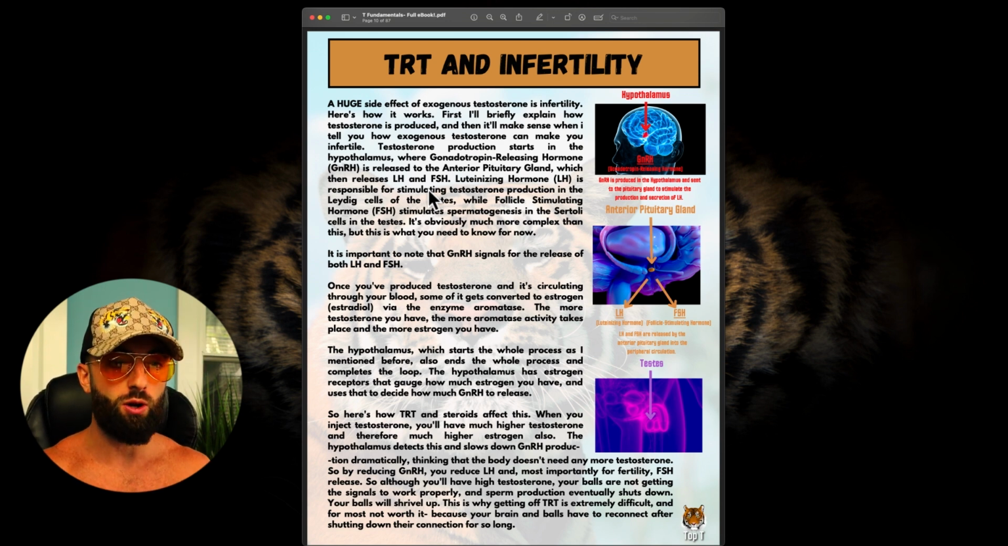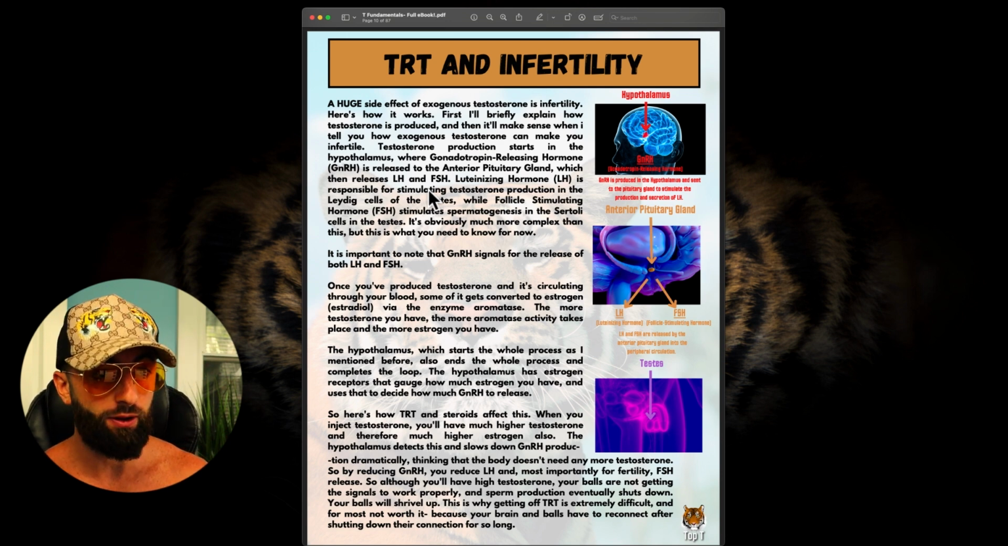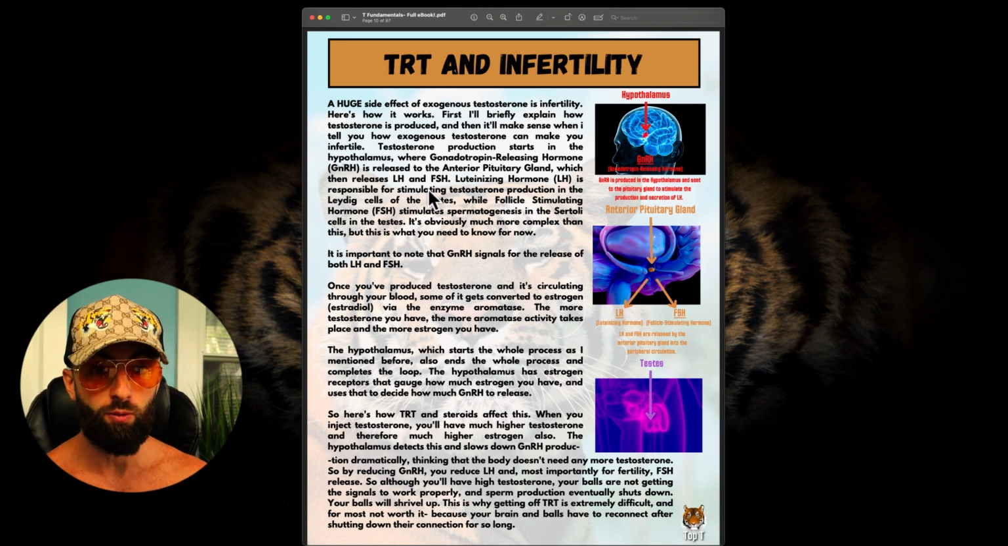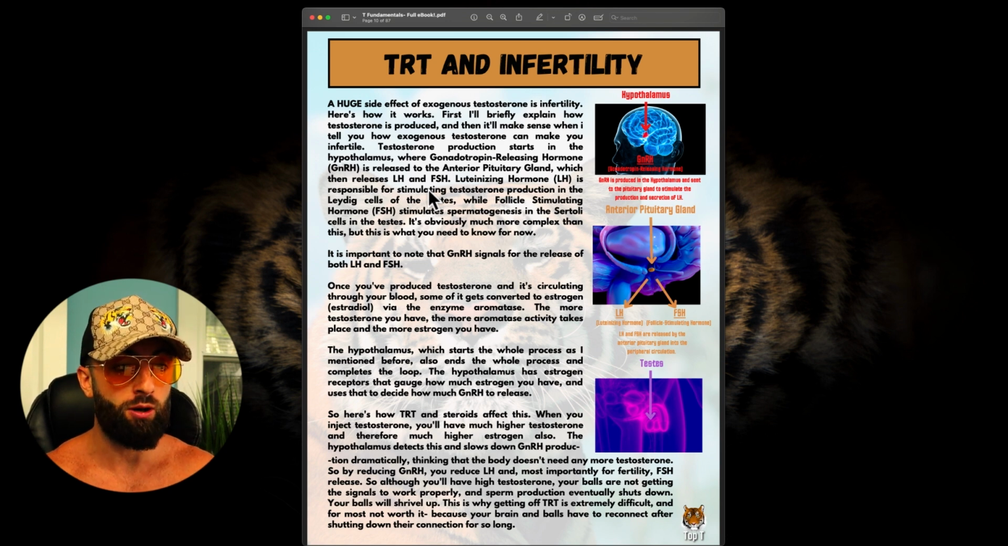So first, it all starts in the hypothalamus in your brain, where GnRH is released to your pituitary gland, which then releases two hormones, LH and FSH. LH, or luteinizing hormone, is the one responsible for testosterone production, and FSH, or follicle stimulating hormone, is the one that's responsible for spermatogenesis, or the production of sperm in your testicles.